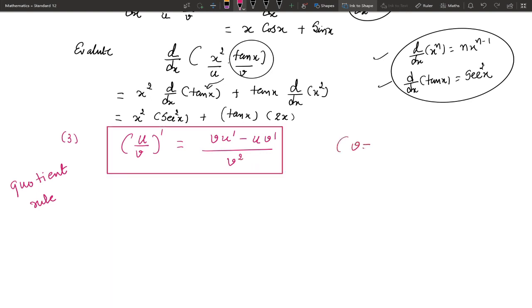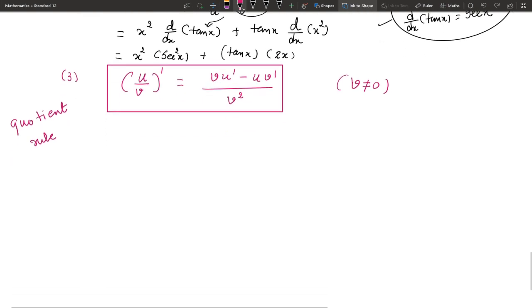Here we are given that the denominator is not equal to 0, v not equal to 0. So u by v prime is v into derivative of u, that is u dash, minus u into derivative of v, v dash, upon v square. You can remember it as denominator into derivative of numerator minus numerator into derivative of denominator, upon square of the denominator.